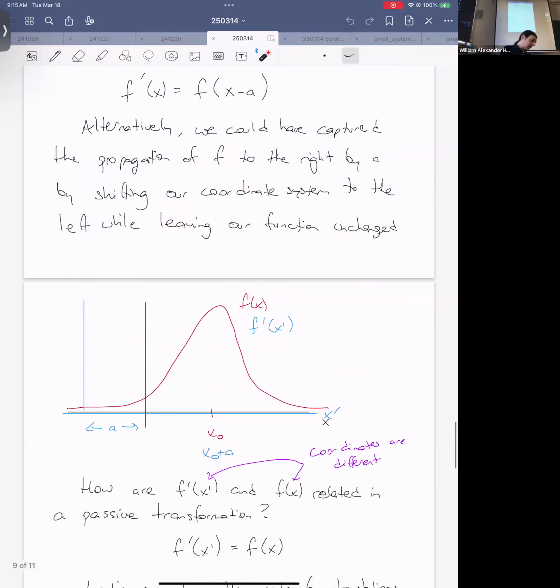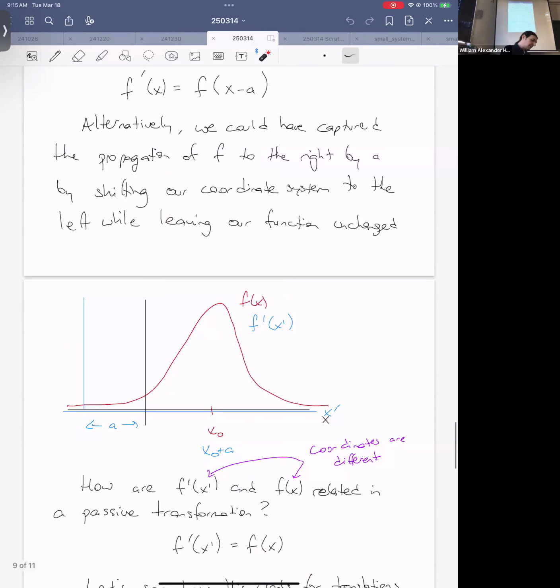Great. So the passive transformation is now we leave the function alone. So we've got our red function f of x, and our f prime of x prime is exactly the same. But now we change our coordinate system. Our coordinate system was the x coordinates, and now we move our coordinates to x prime, where again the peak of our f prime of x prime is at x0 plus a, so it's moved to the right.